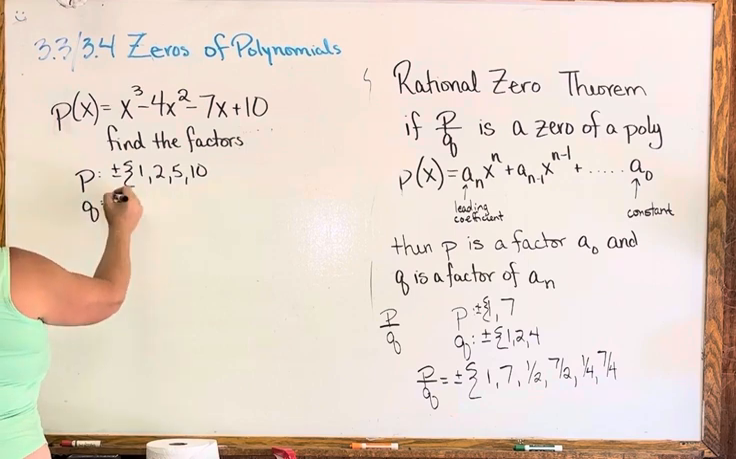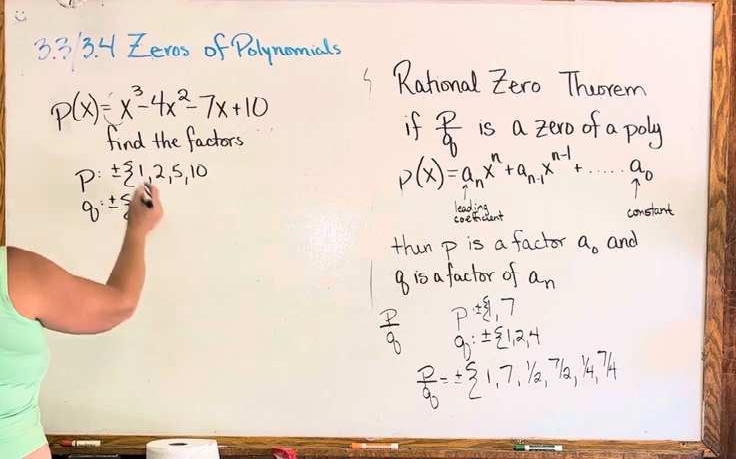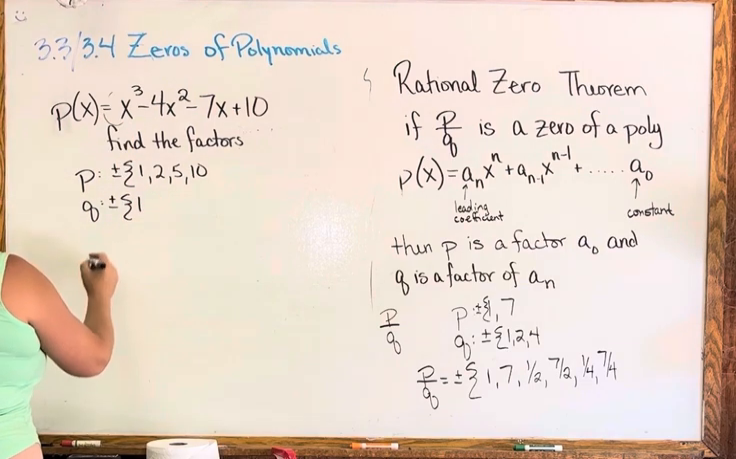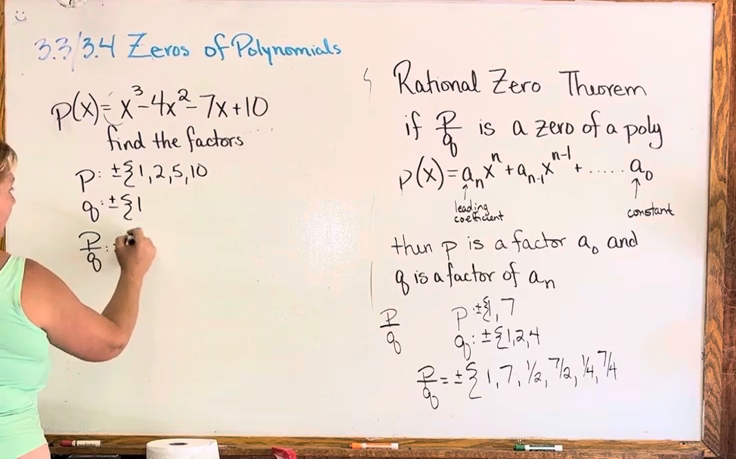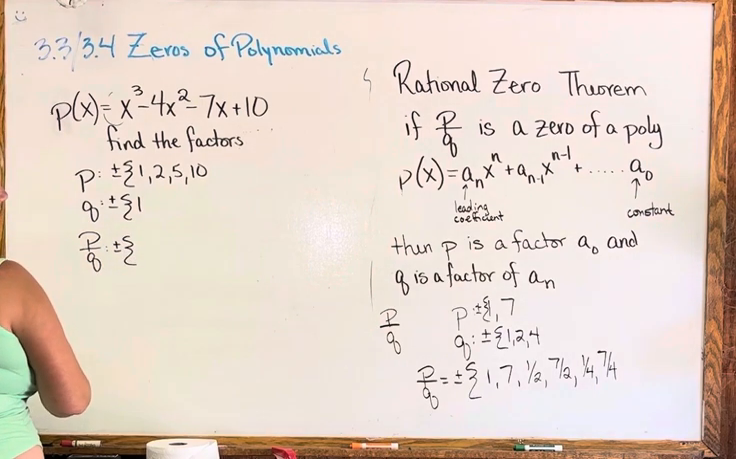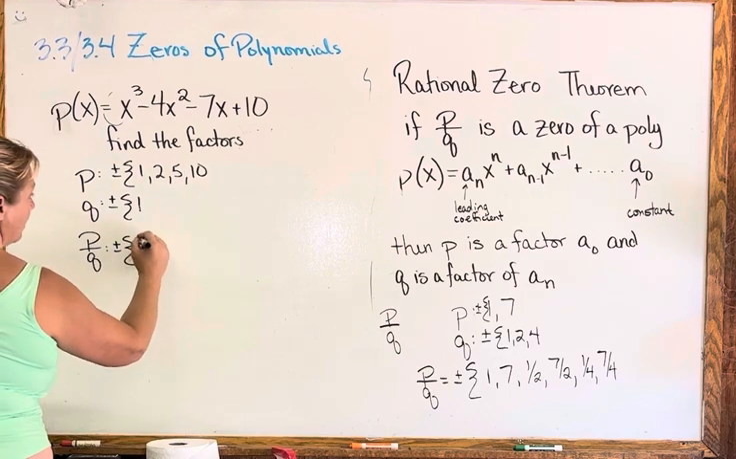Now the Q's on this one are really nice because the Q is just 1. So when we make all of the little fractions, plus or minus, it's just going to be 1 over 1, 2 over 1, 5 over 1, and 10 over 1.